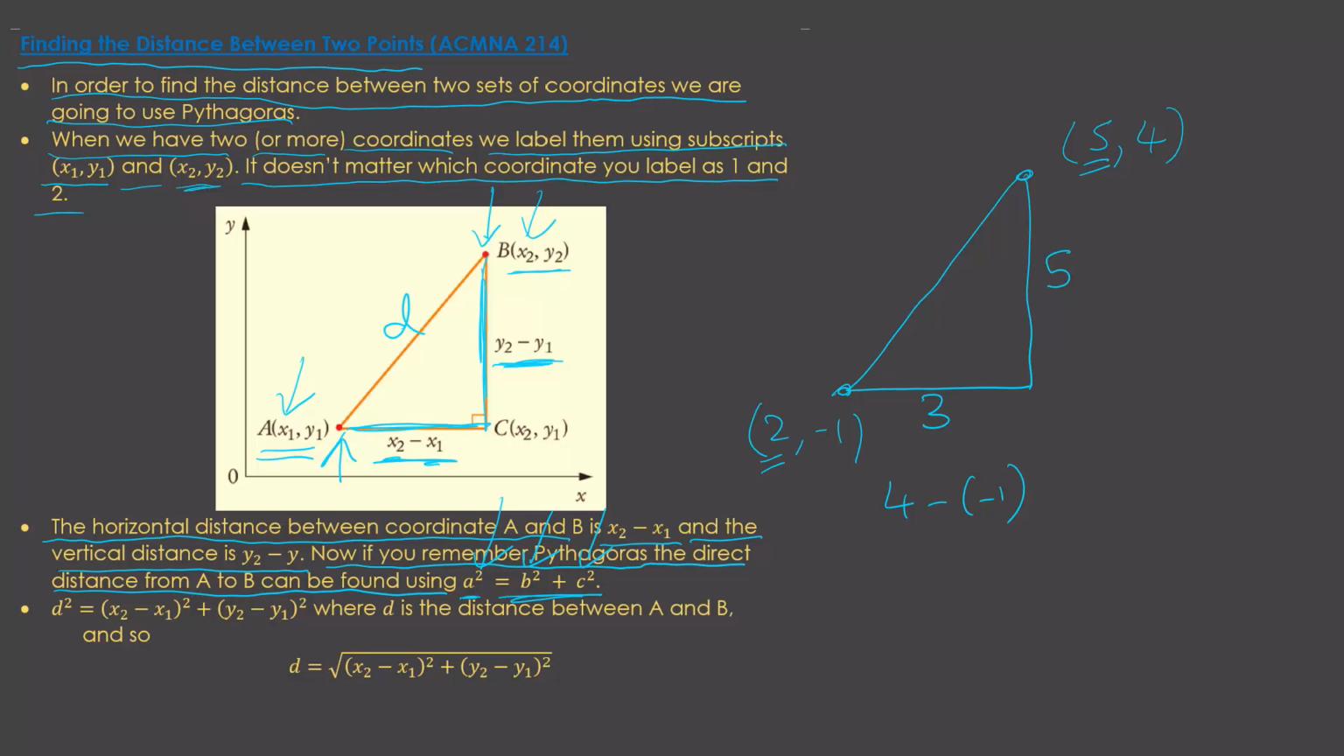So if we call this distance we're trying to find d, d squared is going to be equal to (x2 minus x1) squared plus (y2 minus y1) squared, where d is the distance between A and B, and so the distance d is going to be the square root of (x2 minus x1) squared plus (y2 minus y1) squared.